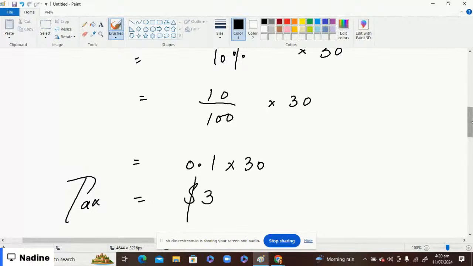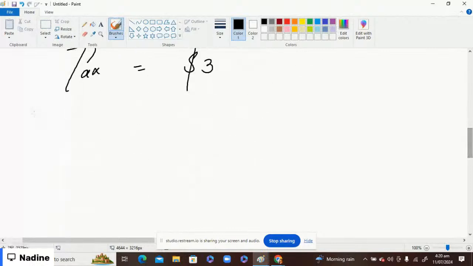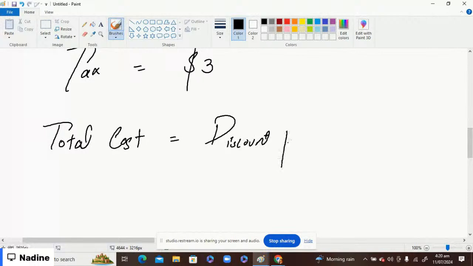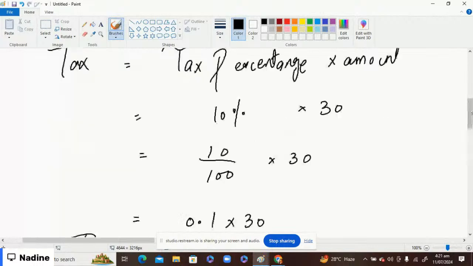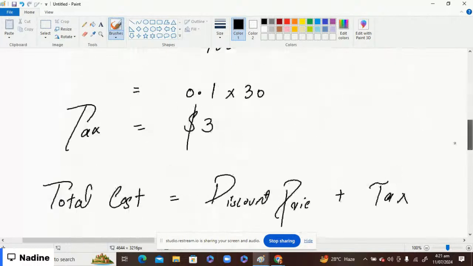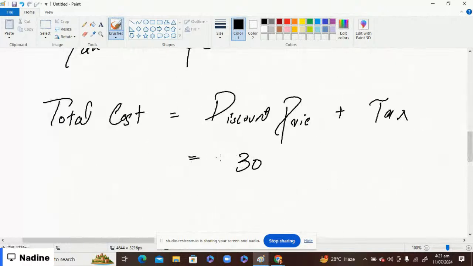Now we are going to find the total cost. So here, finally, we are going to find the total cost, which is discount price plus tax. What is the discount price? That is given, 30. And how much is the tax? That is 3. So this is 33. So this is the total cost.